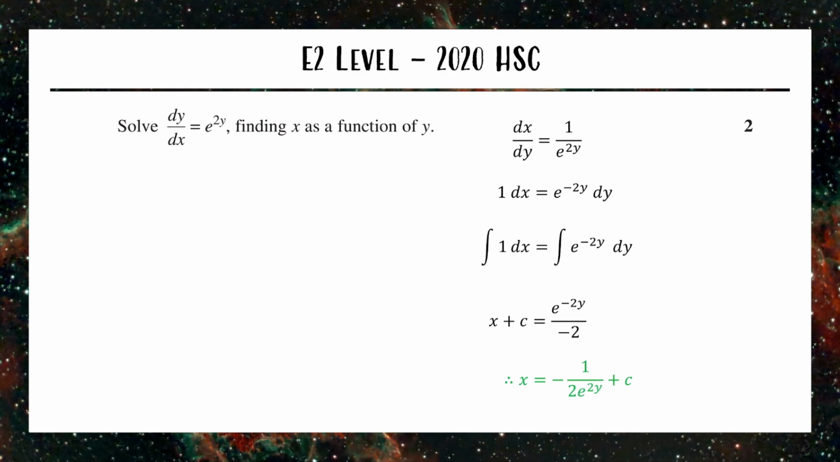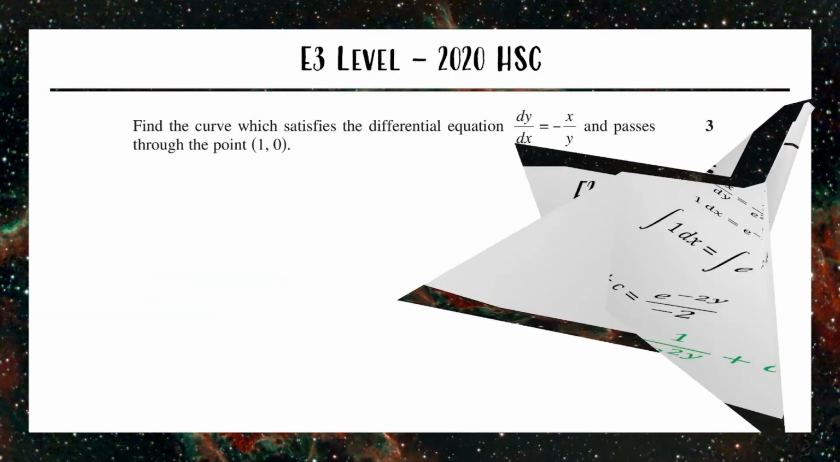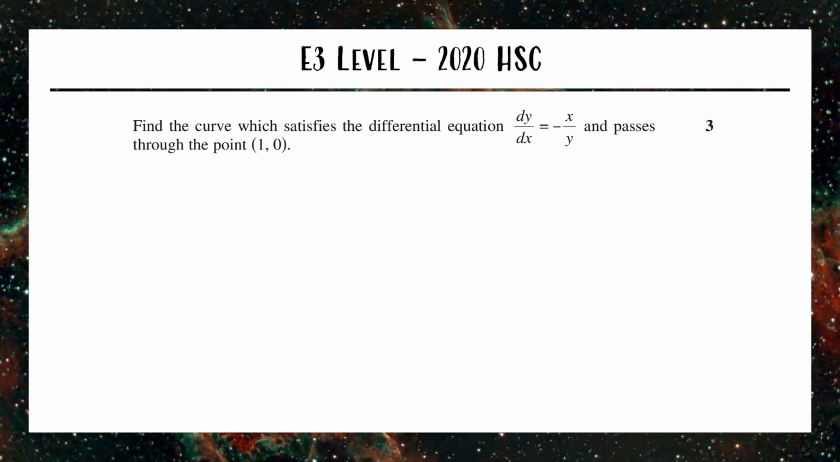Let's move on to an E3 level question now. A lot of flapping animations. I'm sure that won't get annoying. Okay, this one is a differential equation involving x and y. We have dy dx equals minus x over y, passing through 1, 0, and we want to find the curve that satisfies the equation for 3 marks.